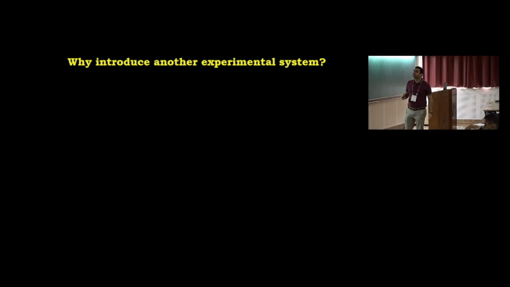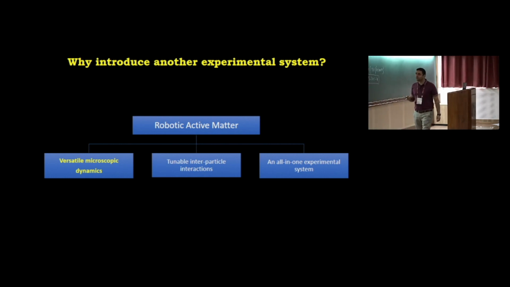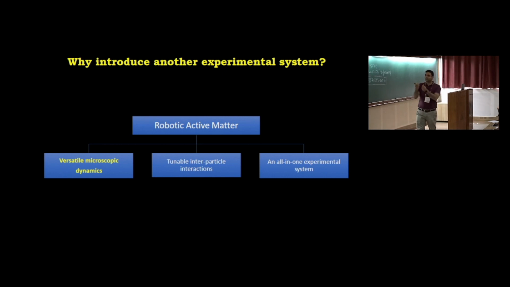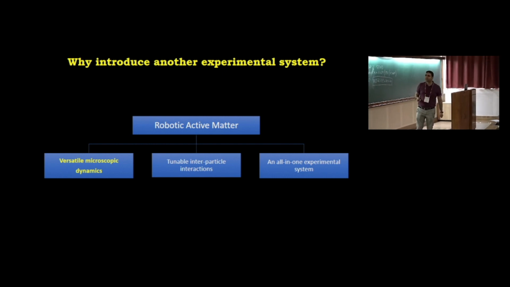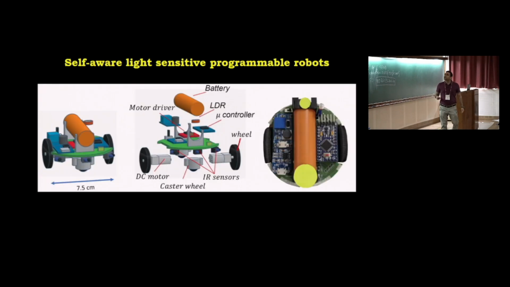So in our lab, we have introduced another new kind of experimental system, which I term robotic active matter. The reason we had to invent a new system was because we wanted a lot more control over the microscopic dynamics, and also in the hope that we can tune the interparticle interactions in a much neater way. In some sense, our aim is to create some kind of all-in-one experimental system. So to this end, I'll quickly show you how my robots look.